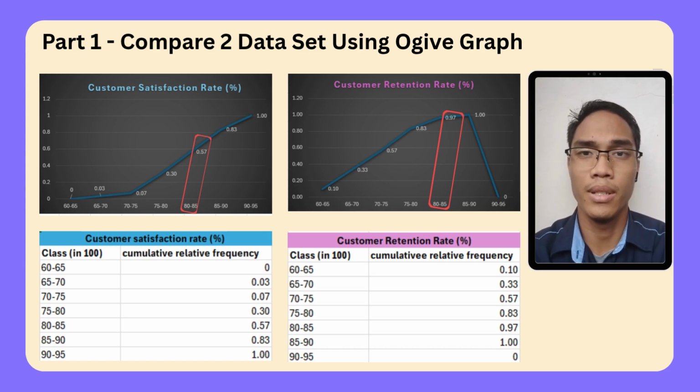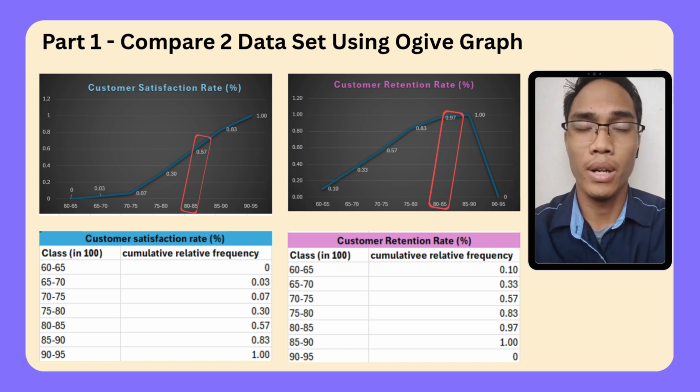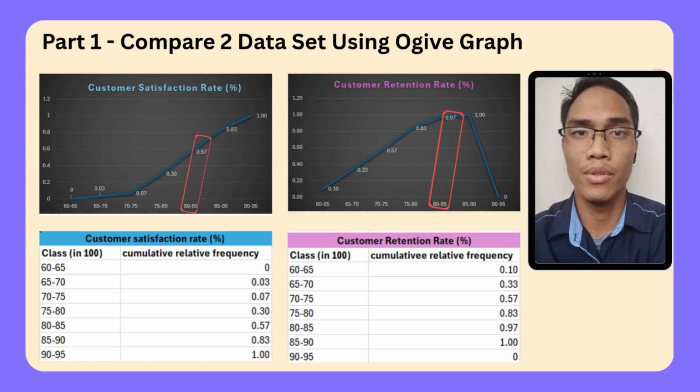My name is Rowan. So I will present part 1, to compare two datasets using the OGIF graph. In the blue line, customer satisfaction rate. To identify the satisfaction of all 30 companies, we only focus on the class range of 80 to 85, as we can see on the graph. The cumulative frequency is 0.57.